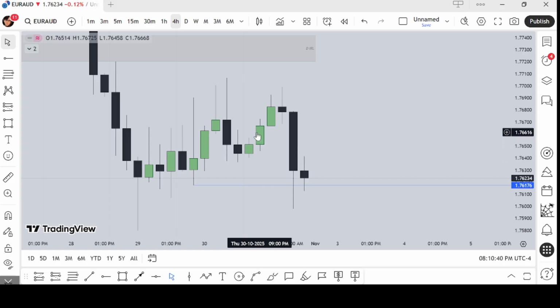So this is what I do. Immediately I know my bias, I just come into the 4-hour time frame and start looking for these candles to print. Right now we've printed the London candle, so let's go into the 1 hour.